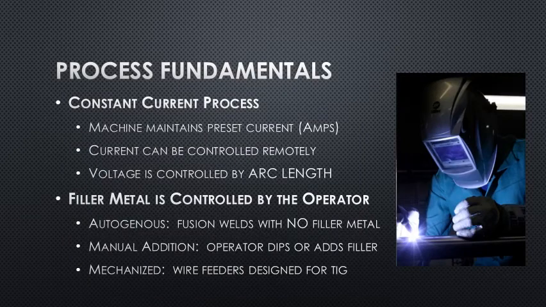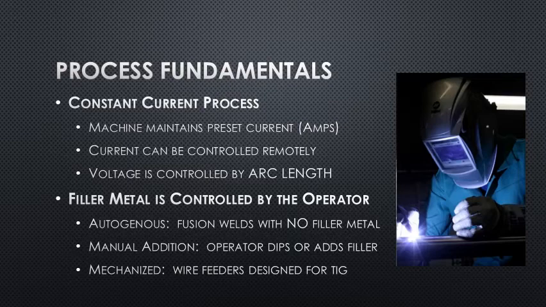TIG process fundamentals begin with the fact that it's a constant current process. And when you think about it, you're walking up to the power source, you're going to set your current or your amperage on the front panel. And you may also be able to control that remotely if you have a foot pedal or a fingertip control hooked up to the system. And your voltage is going to be determined by your arc length. Usually with TIG welding, we want to use a nice controlled arc length because it does a couple of things. It keeps the arc from spreading out too wide, and it also makes sure that the shielding gas is contained around the weld. So voltage is something that you're going to want to pay attention to, and keeping a consistent arc length is key to achieving good weld quality.